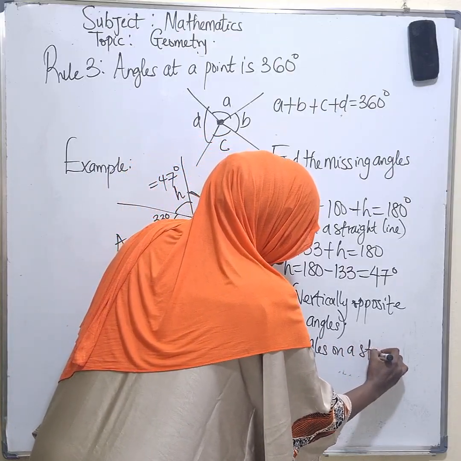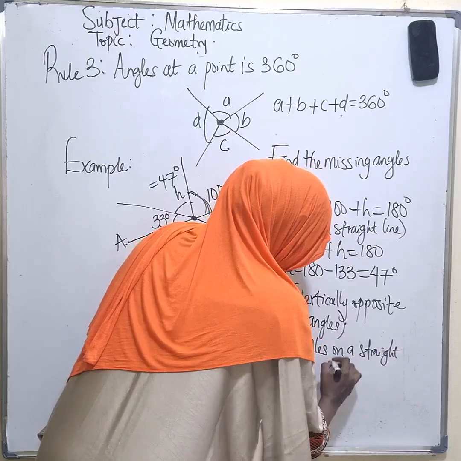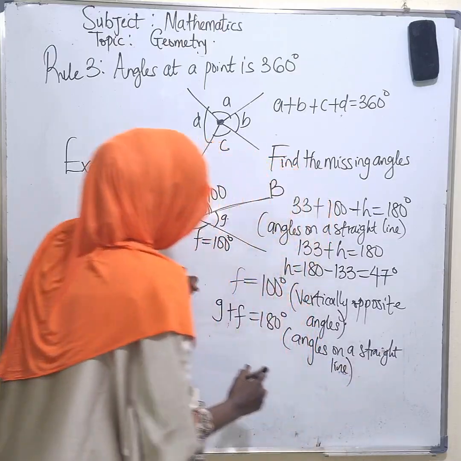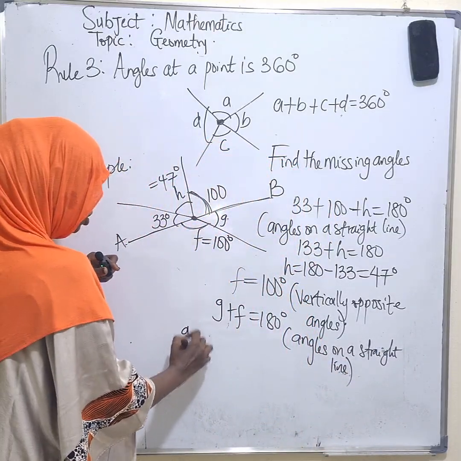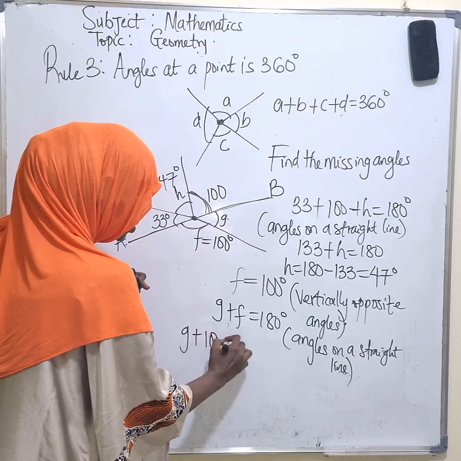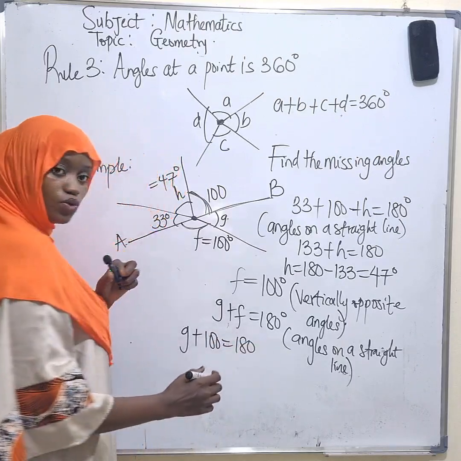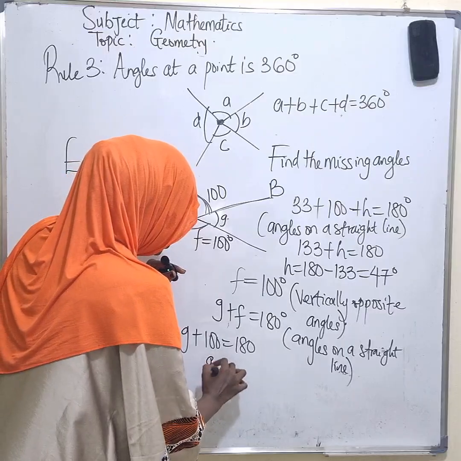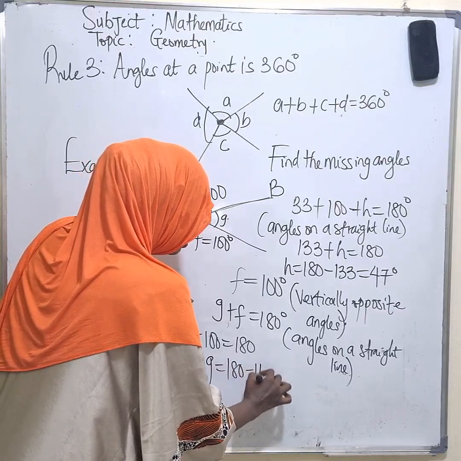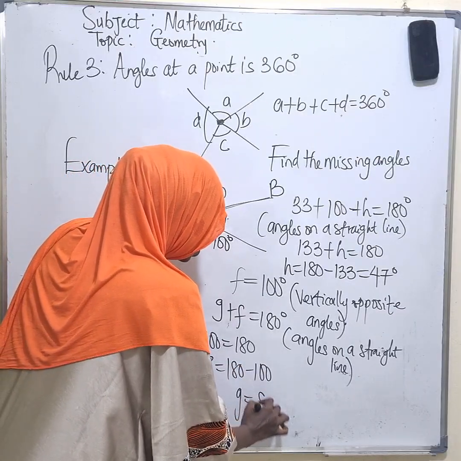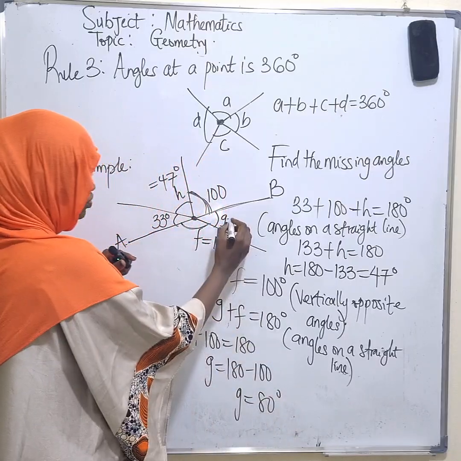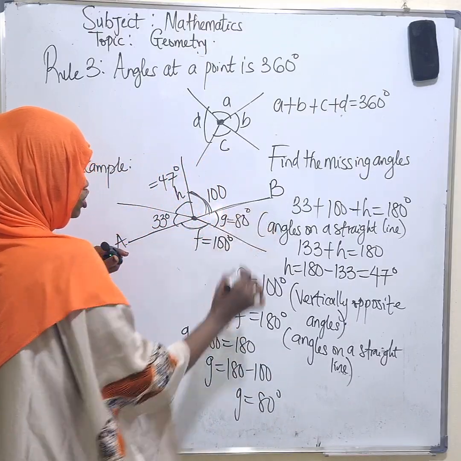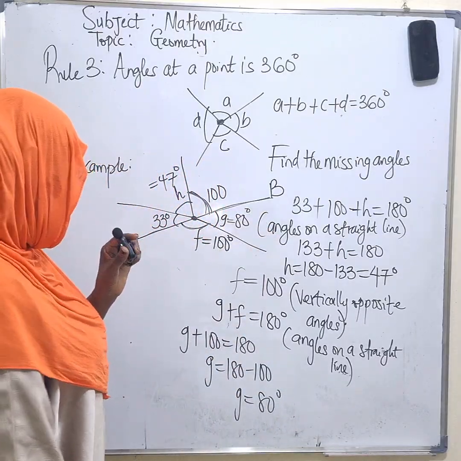You see the beauty of geometry, right? So these are angles on a straight line. We are looking for G, and we have F, 100, equals 180. What we do is subtract 100 from both sides. So G is equal to 180 minus 100. So G is equal to 80 degrees. So here we have G as 80 degrees. Geometry is so interesting.